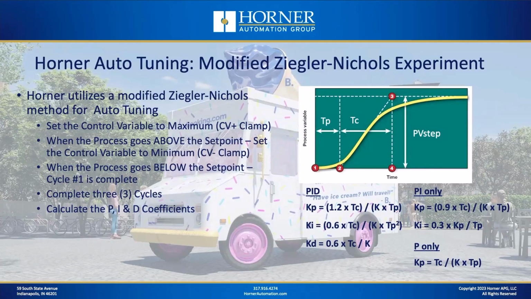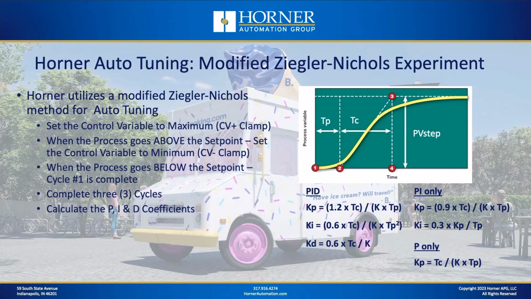So what is Ziegler-Nichols? Ziegler and Nichols were a pair of scientists who discovered or created a series of algorithms back in the 1940s for tuning PID loops. They came up with an open loop method as well as a closed loop method, and we're using the open loop method here.